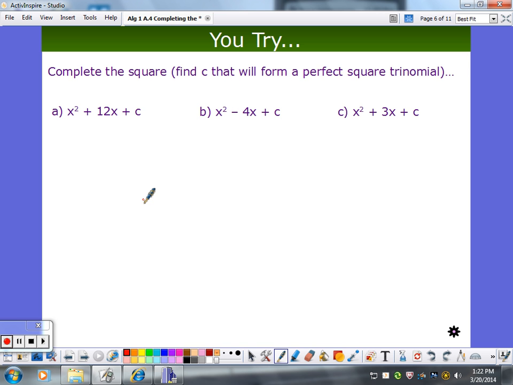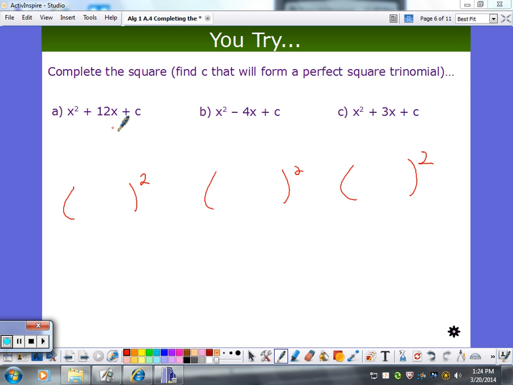So I've got some tries on the bottom here. I think you can just go ahead and do them. I want you to find the c that completes this square. Now, as a bonus, after you find it, I want you to write it as a binomial square. Something times something, or something plus or minus something squared.